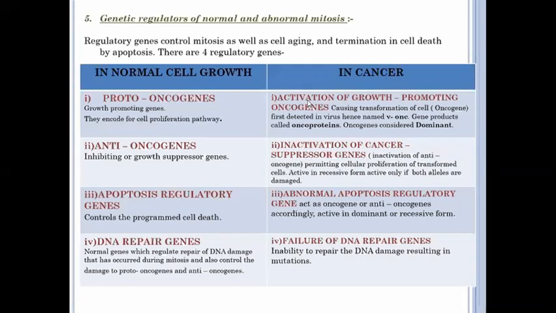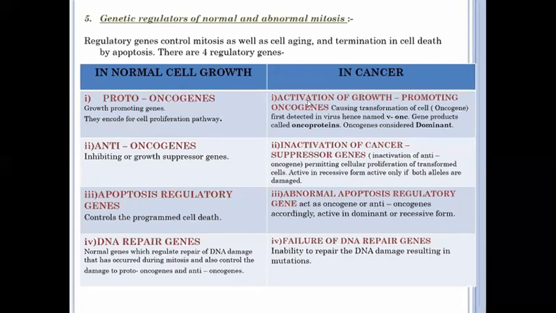But in the cancer, all the four genes are disturbed. So in this, the activation of the growth promoting oncogene is causing the transformation of the cell. This is called an oncogene. They were first detected in the virus and made the gene products called onco proteins. The oncogenes are considered a dominant factor that will be initiating the malignancy.